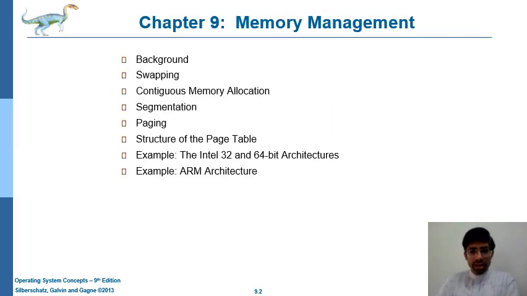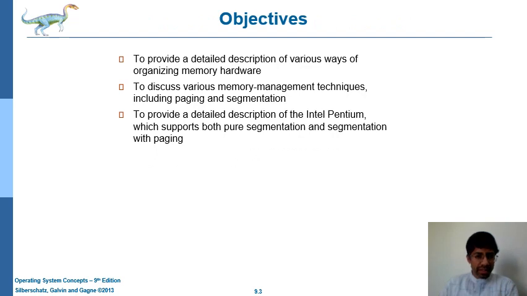In this chapter, we'll talk about the main memory management concepts, the allocation or memory management techniques, along with a few examples from Intel and ARM architectures. Through this session, we'll study a detailed description of various ways by which we can organize the memory management hardware. Then we'll see different techniques for memory management, which may be contiguous or non-contiguous. Non-contiguous will include a discussion on paging and segmentation. And we'll go through case studies on Intel Pentium architecture that will support the pure segmentation or the segmentation with paging concepts.